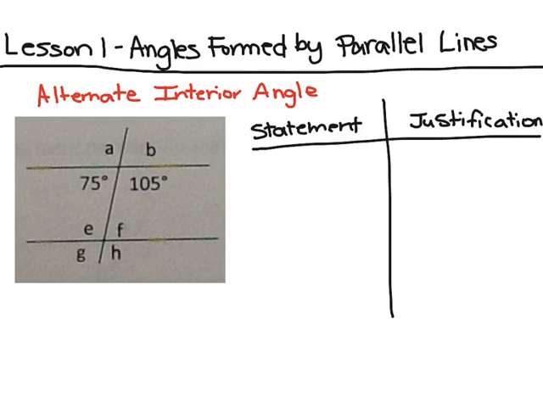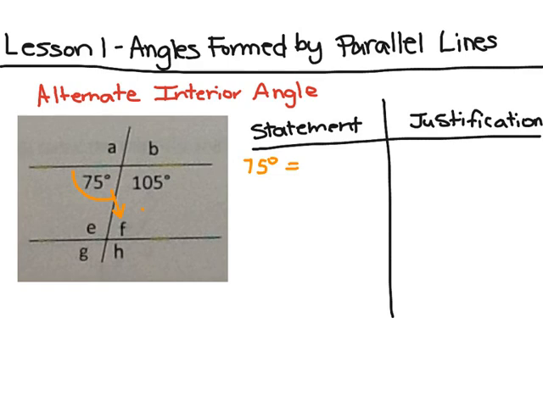The definition for alternate interior angle says two non-adjacent, which means not beside each other, interior angles on opposite sides of the transversal. So if I take angle 75 here, alternate means on the other side of the transversal. So we're on this side. And interior means on the inside. So we're going to go across on the other side. So angle 75 is the same as angle F. And our reason is alternate interior angles.